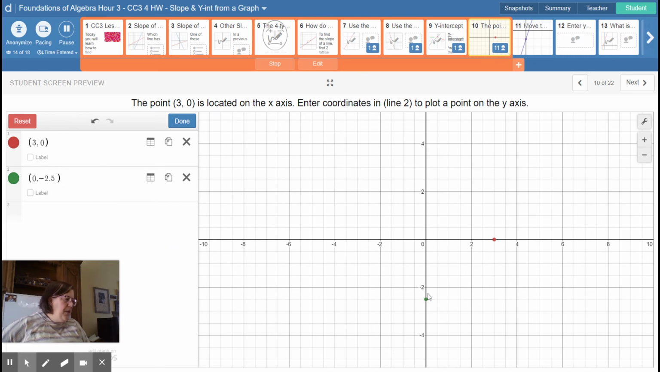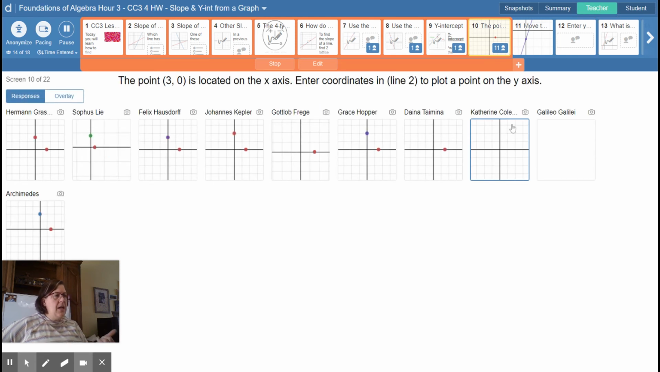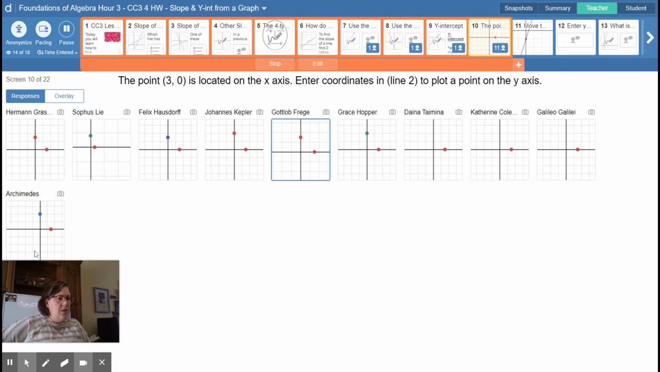All right, so if you look at my screen, you'll see my negative 2.5 is down here on the y-axis. Again, the y-intercept always has to start with the number 0. Trust me, there are going to be some people who mix that up, but make sure that you're getting that dot so it lands on that y-axis. I see everybody who has a second dot on there has it perfectly done.